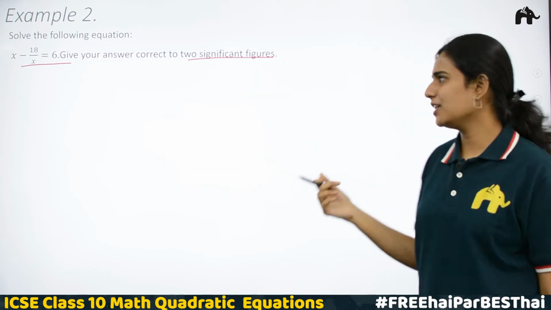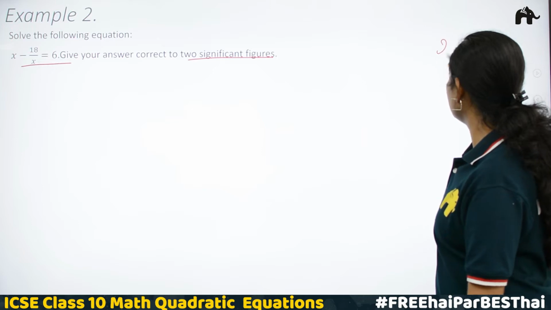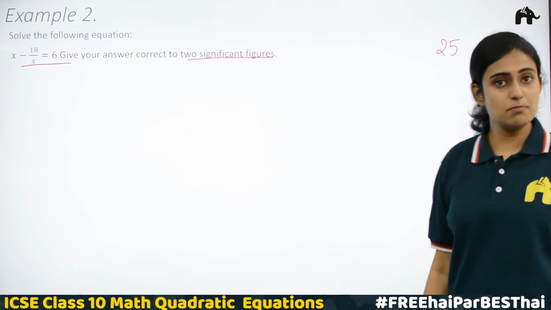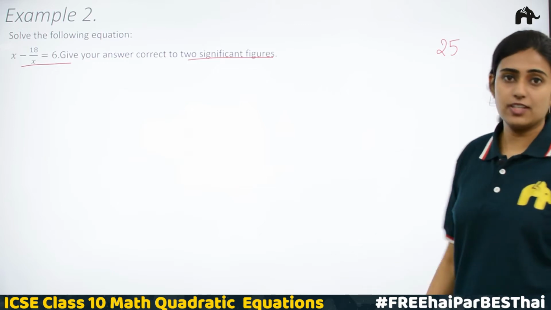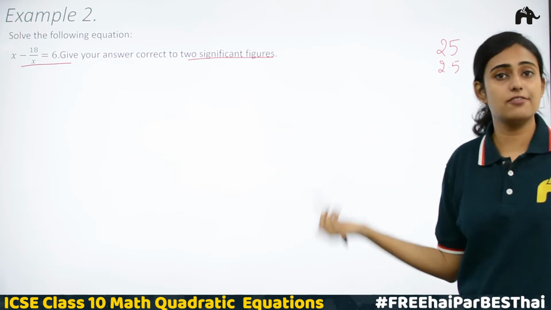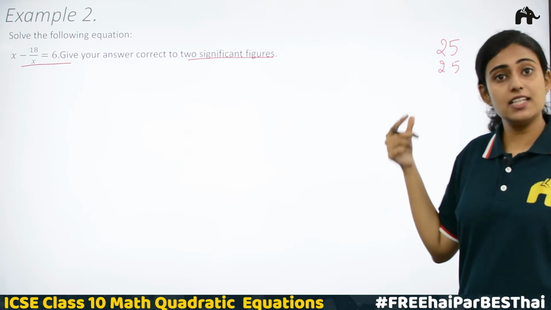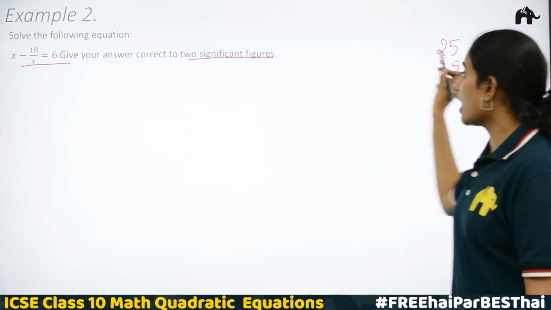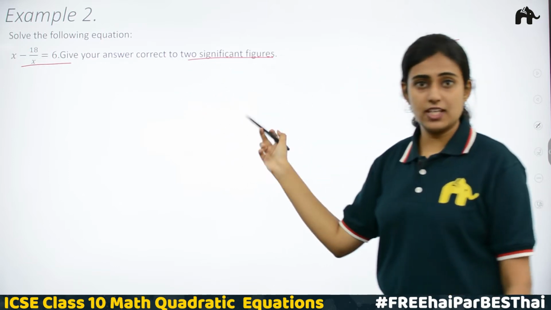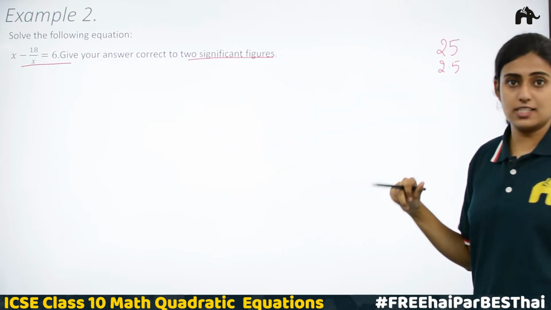What are significant figures? If I take a number 25, 2 and 5 are the important numbers here. So, these are the significant figures. When it is 2.5, again 2 and 5 are the important numbers and these are the significant figures. When you are asked to get your answer up to two significant figures, you will be having 2 digits there.